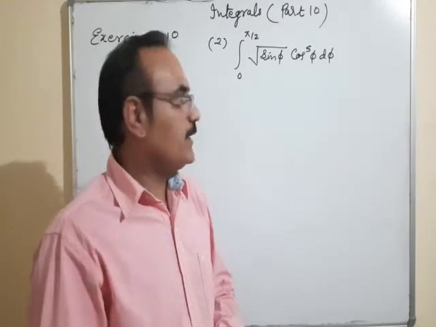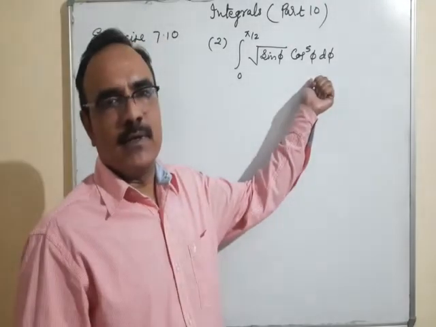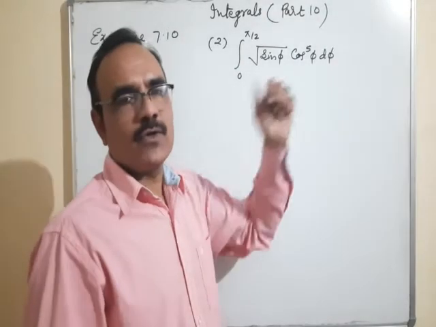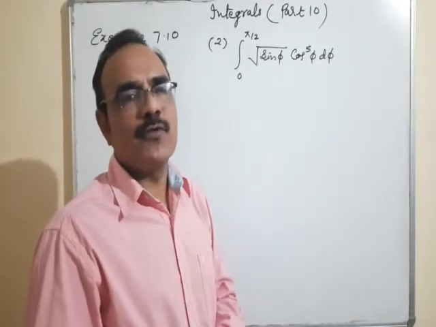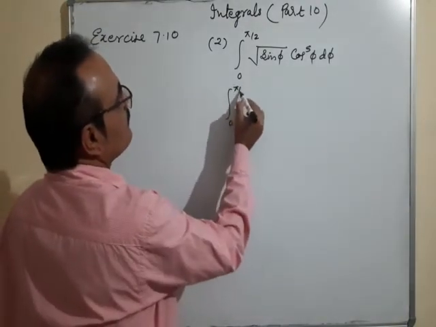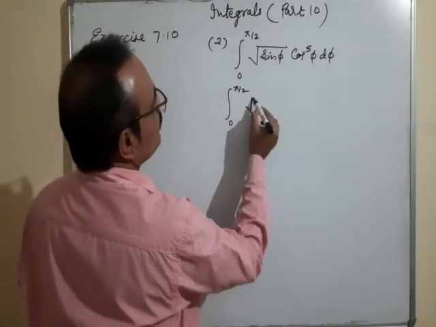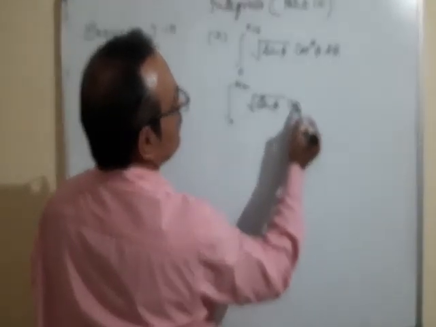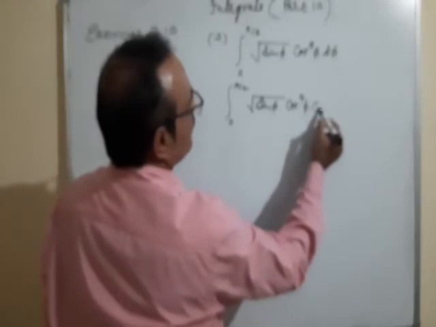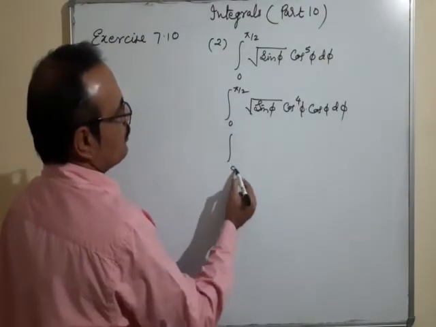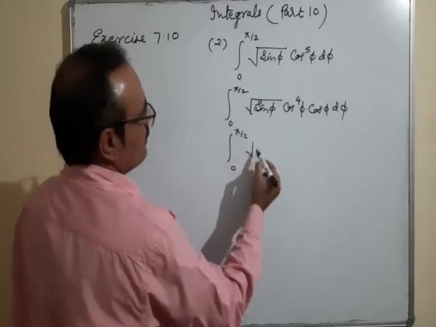Then cos phi d phi is dt, but here we have cos to the power 5. So it is better to convert cos to the power 5 phi into cos phi and cos to the power 4 phi. Okay, 0 to pi by 2, root sine phi, cos to the power 4 phi into cos phi d phi.